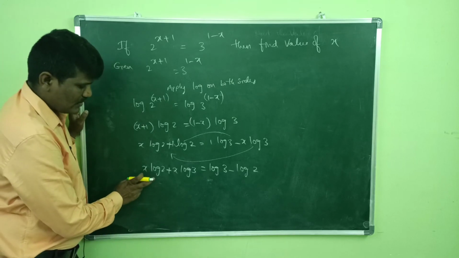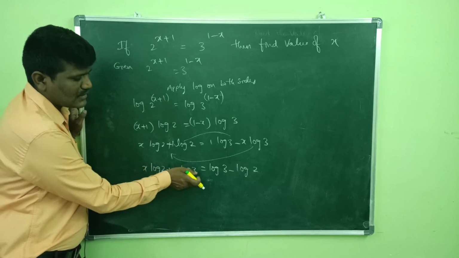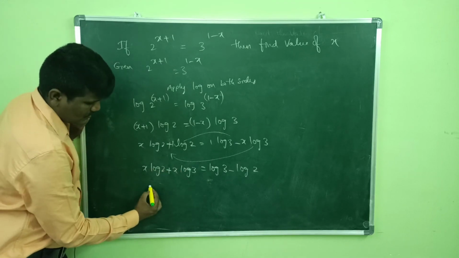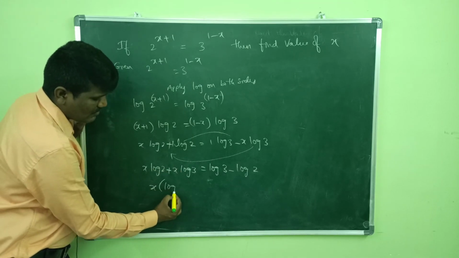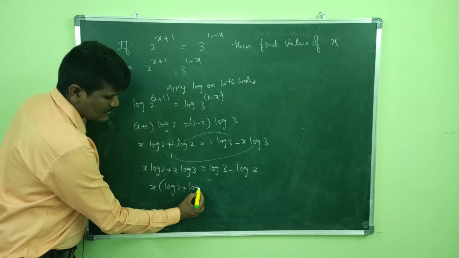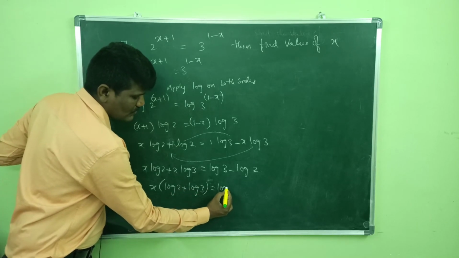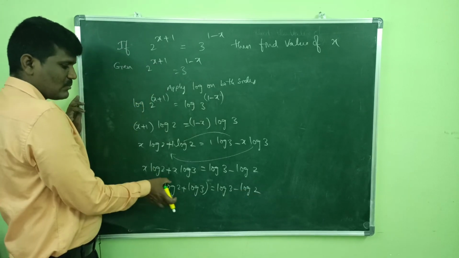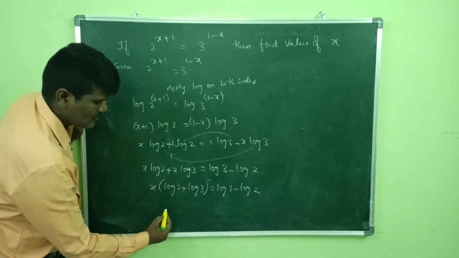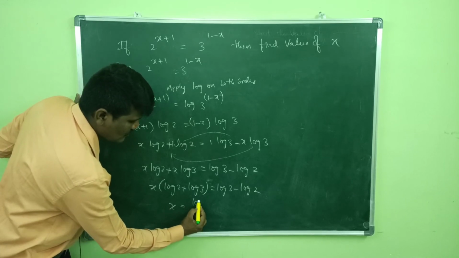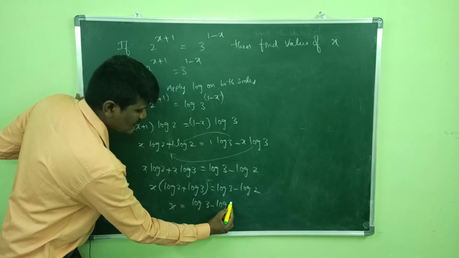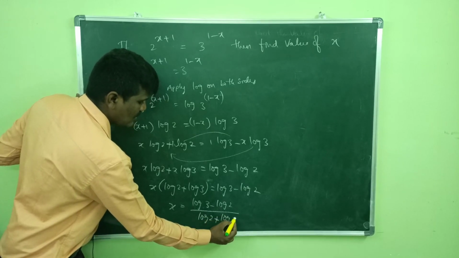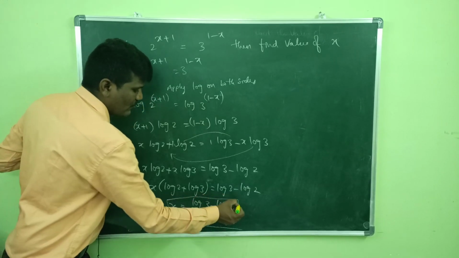Okay, so if you observe here, x log 2 plus x log 3 is equal to log 3 minus log 2. I can take x common in both. So if I take x common, it will become x times (log 2 plus log 3) is equal to log 3 minus log 2. X into something is there, I can send to RHS. So that will be x is equal to (log 3 minus log 2) by (log 2 plus log 3). This is the value of x.